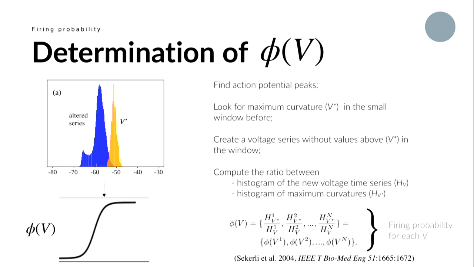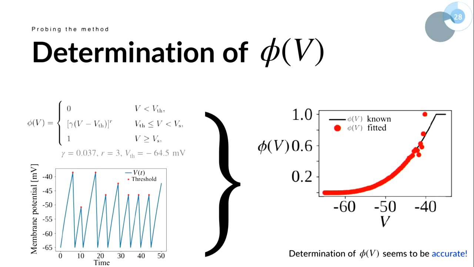So we have done that with data. I'm going to show you, but a nice phi of V is this sigmoidal function, which approximates very well the phi of V with this ratio of histograms. So we have, of course, probed this method. This was artificially generated with the stochastic model.